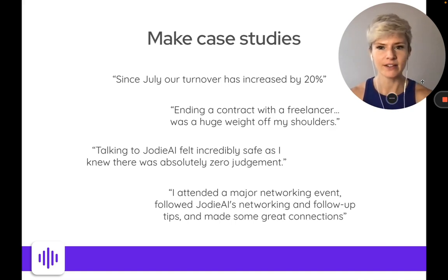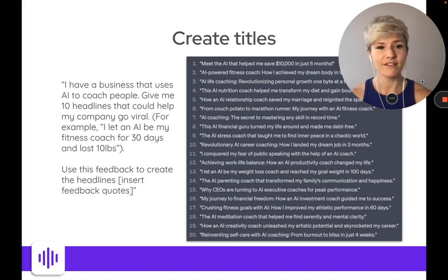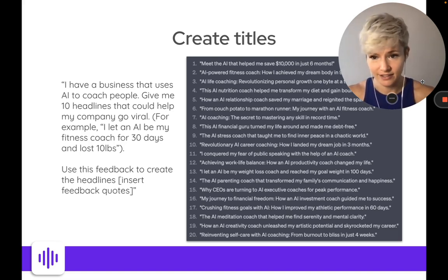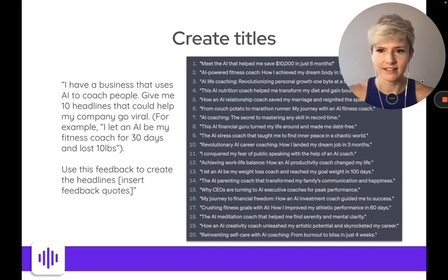So how we go about turning this into press is using our friend ChatGPT, or you could actually type this into Jodie AI, or your AI, and see what it comes out with. And so I've put on the left-hand side a prompt that you can use. So it's, I have a business that uses AI to coach people. Give me 10 headlines that could help my company go viral. And there's the example here, which is, I let an AI be my fitness coach for 30 days and lost 10 pounds. And then I've got, use this feedback to create the headlines. So what I want you to include here is the examples from the trial that you set up, and put them in there and see what it comes out with.